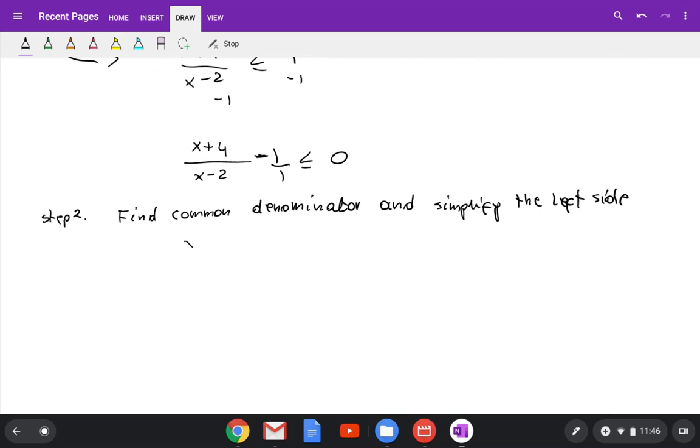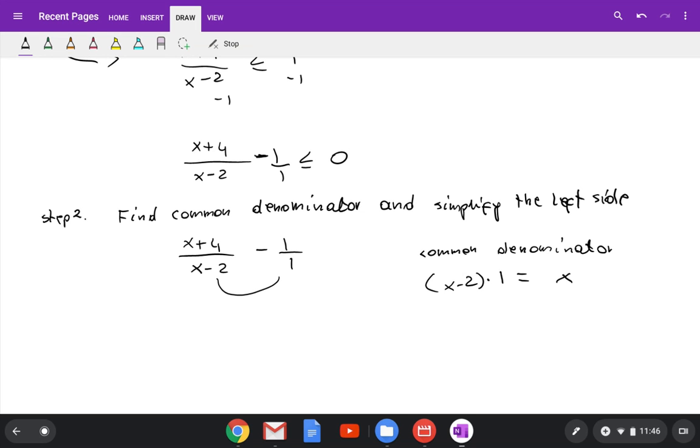So x plus 4 over x minus 2 minus 1 over 1. Since we're subtracting 1, it's very easy to find the common denominator, which will be x minus 2, because to find the common denominator, you just multiply denominators together. So x minus 2 times 1 will give you x minus 2. So x minus 2 is our common denominator. Okay.